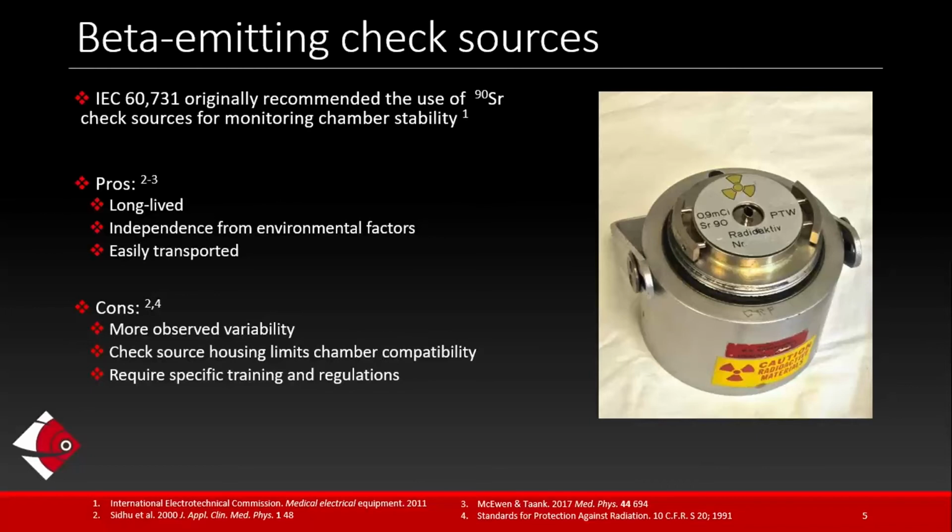However, there has been a lot more observed variability when using strontium-90 due to positioning uncertainties as well as decay of the sources. The check source housing also limits the chamber compatibility, as the stem of the chamber must be thin enough to fit within the insert on the top of the check source, and requires specific regulations in training and licensing within a clinic.